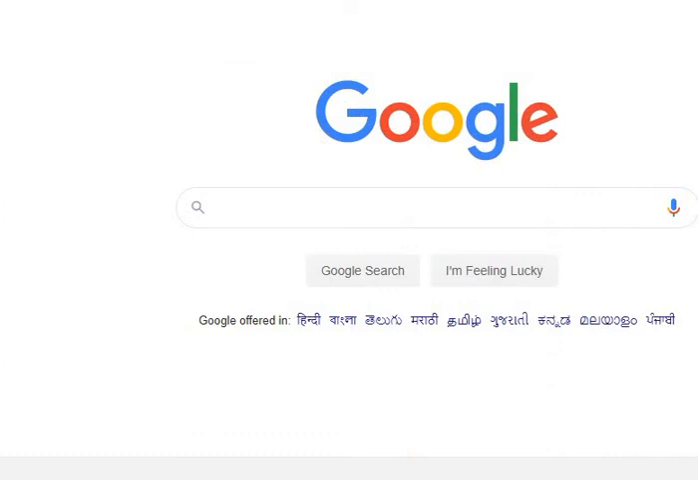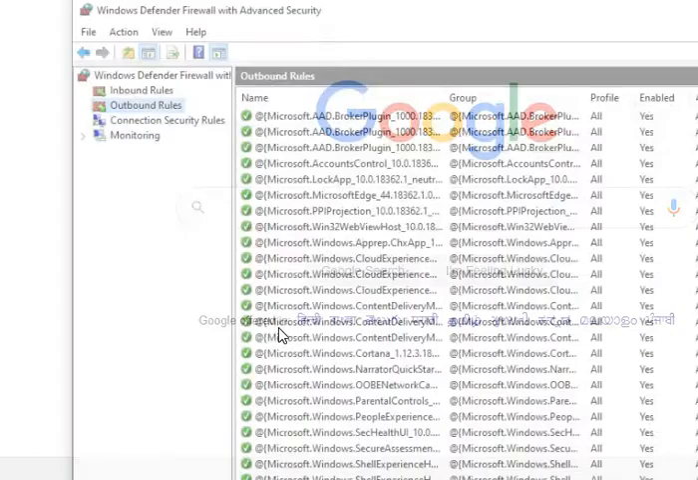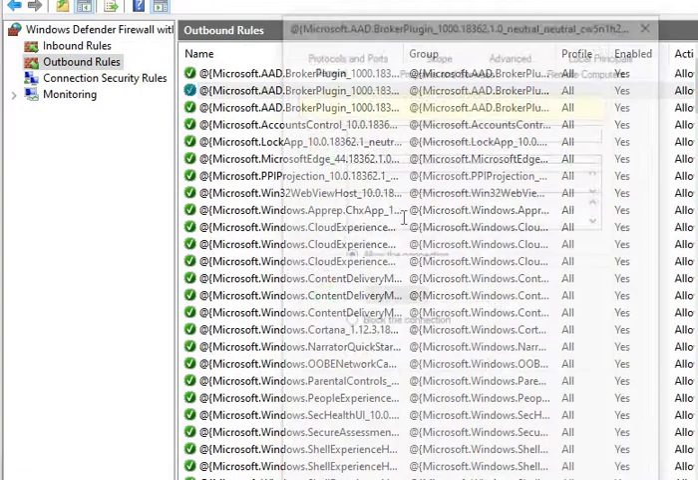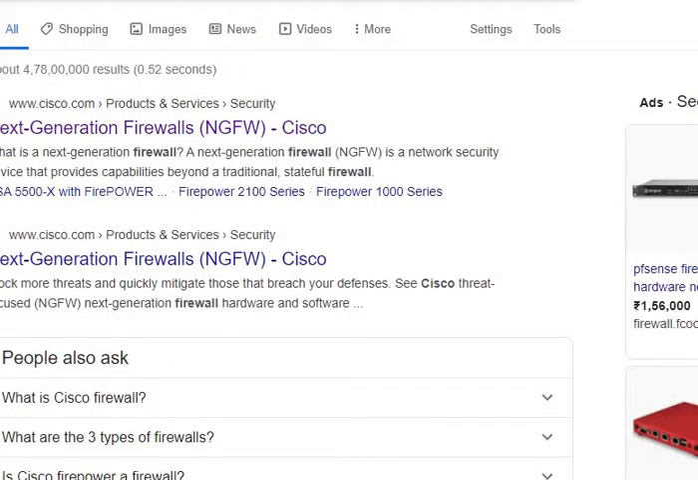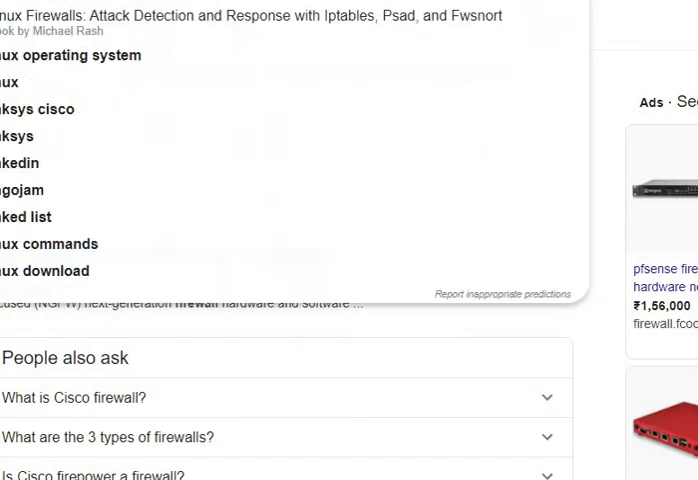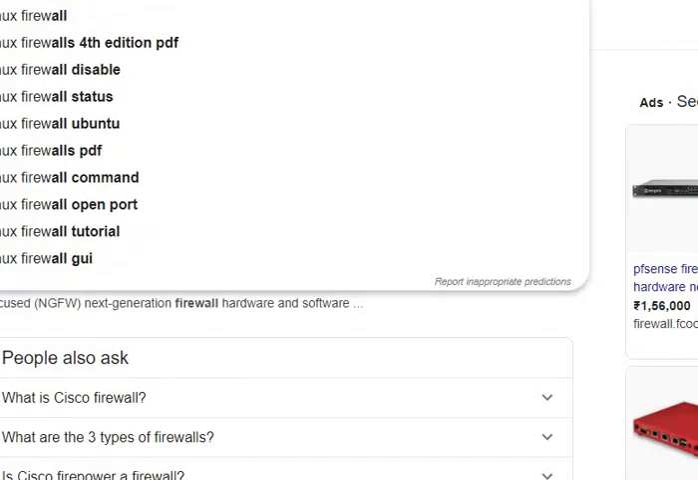This is the software interface. This is the software firewall we are talking about. It is installed on your Windows system. Linux also has firewalls. As of now I don't have Linux, so let me give you the example of Linux firewalls.